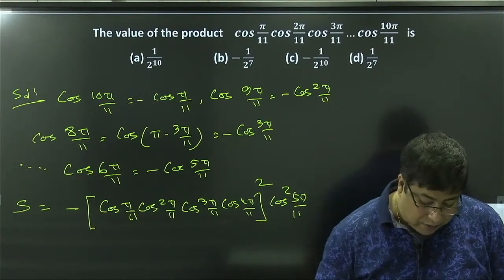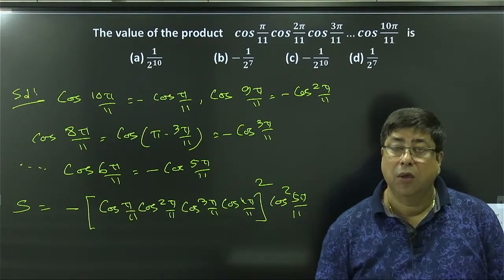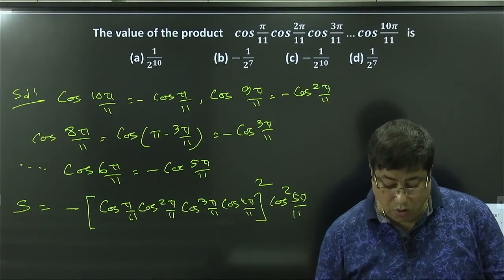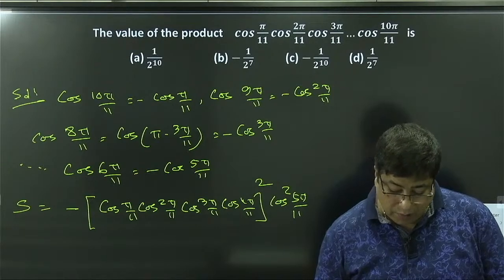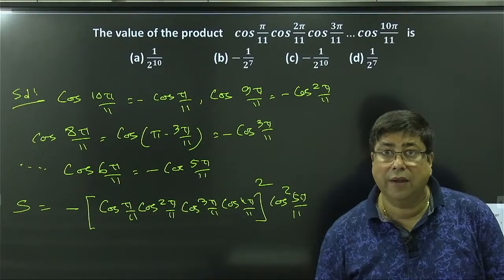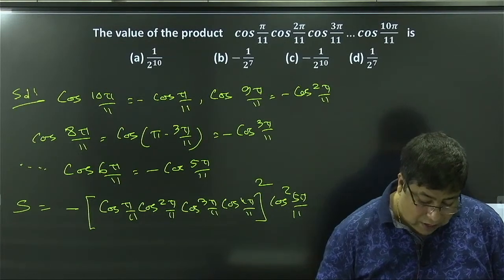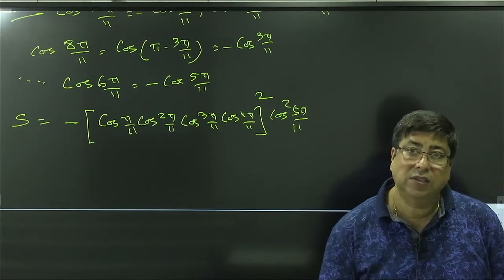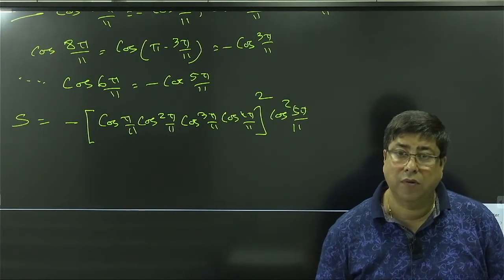Just must practice whenever you are not getting the confidence, continuously go on reducing. I have done up to cos 8 pi by 11; you can do cos 7 pi by 11 and so on like that. Let us reduce continuously, then you can get it. It will be easier for you to understand if you practice.